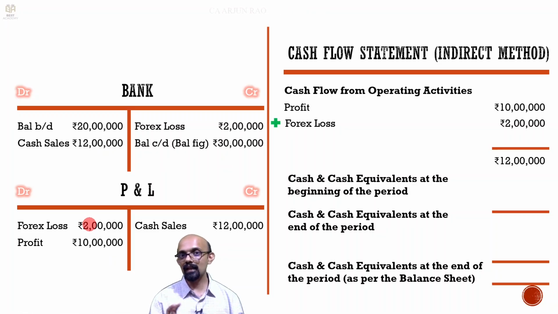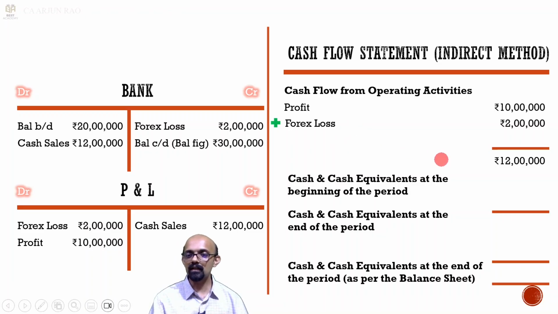So you need to think out of the box for forex gain or loss that relates to cash and cash equivalents. Normally we don't make any adjustments relating to cash and cash equivalents, right? But this is a unique adjustment. Fine. So in indirect method, what we need to do is add back the loss or subtract the gain, if any. So we get net cash from operating activities. This is the correct net cash from operating activities.